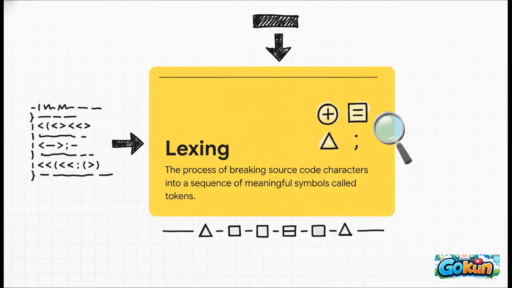So if we're going to put a nice, neat definition on it, that's what Lexing is. It's the process that takes that raw stream of characters from your file and turns it into a structured sequence of tokens. We've officially gone from meaningless text to a list of symbols the compiler can actually work with.